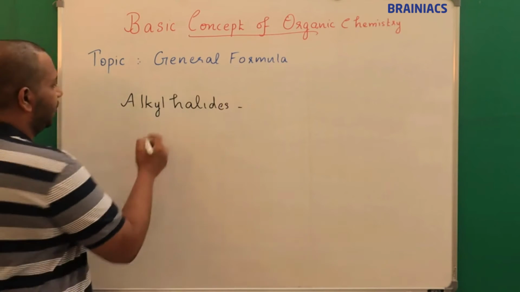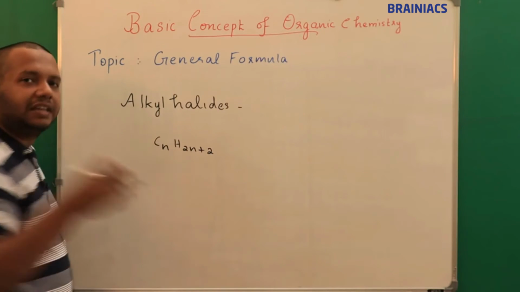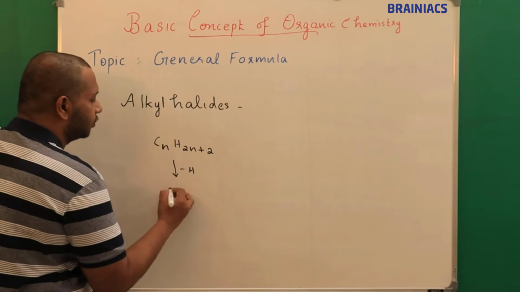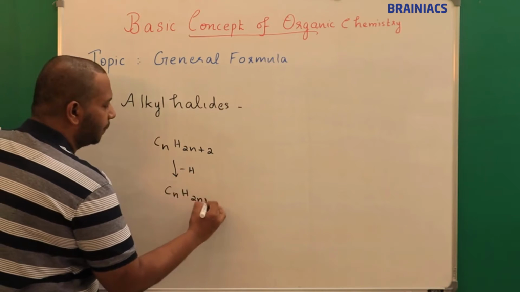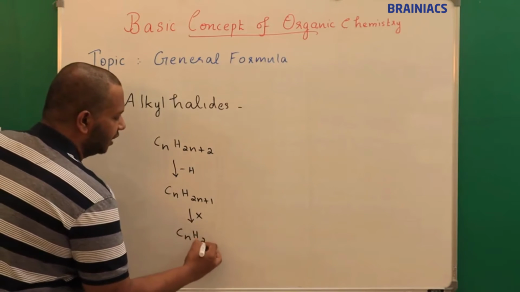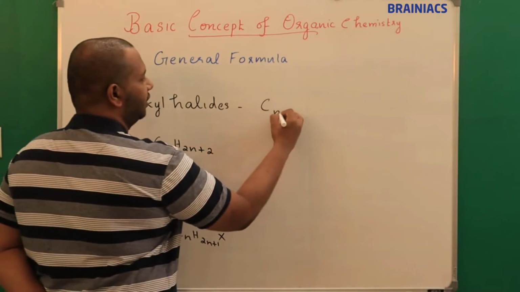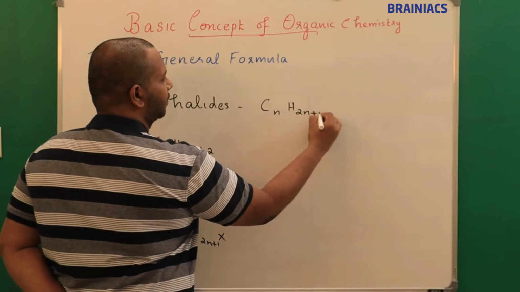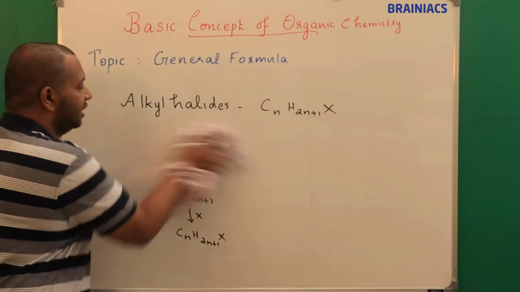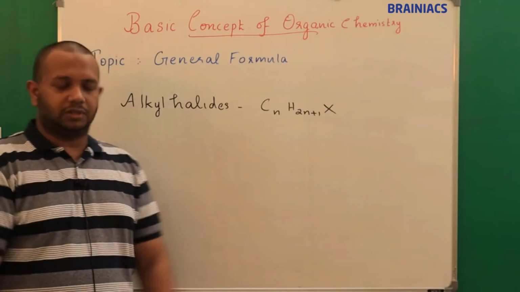Correct? So with that as the fundamental, we will try to derive the formula. Let's say our general formula for alkane is CnH2n plus 2. Now we know that from this one hydrogen is removed. So what will this become? One hydrogen is removed, so this becomes CnH2n plus 1. Into this a halogen is added. So what is the formula? CnH2n plus 1 X. So this is the general formula, where X stands for fluorine, chlorine, bromine and iodine. They are the halogen groups. I hope you got a general idea of how to derive the general formula.